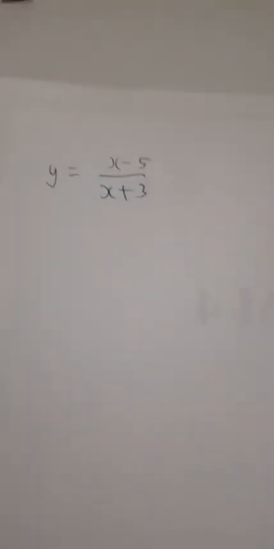y is equal to x minus 5 over x plus 3. So what you do, guys, is very nice, very simple. You see this guy, all right? Seeing as the coefficient of x in the numerator is 1, it's more straightforward, it's very simple.